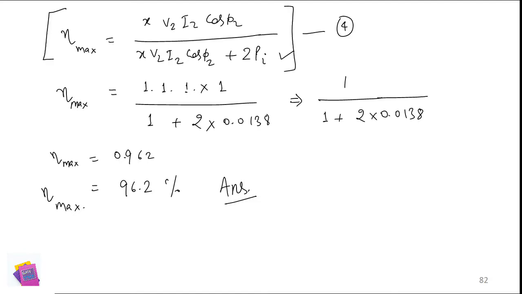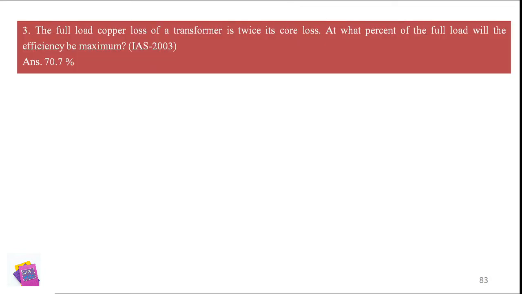Okay, next is, yes, this is very important. This was asked in IAS in 2003. The full load copper loss of a transformer is twice its core loss. Okay, full load copper loss is equal to twice its core loss. It is given to you. At what percent of the full load will the efficiency be maximum? You know, for maximum efficiency, you have to calculate what will be the load percentage.